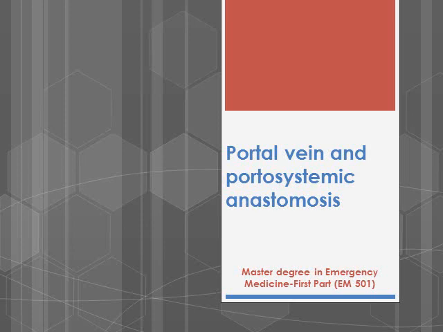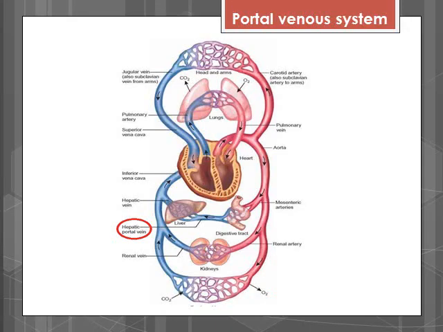In this lecture, I will talk about the portal vein and the portosystemic anastomosis. In the portal venous system, a capillary venous bed is drained into another capillary bed before going back to the heart. It allows direct transportation of substances from one organ to another without spreading them all over the body.